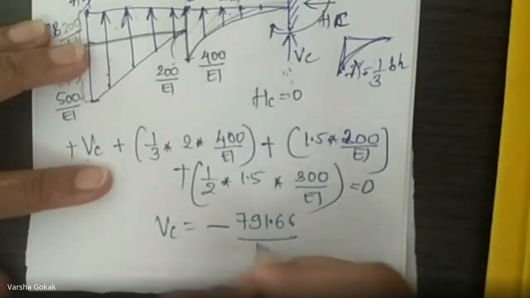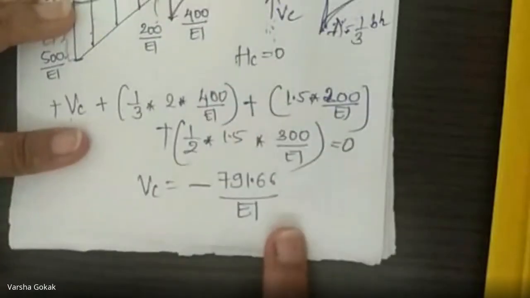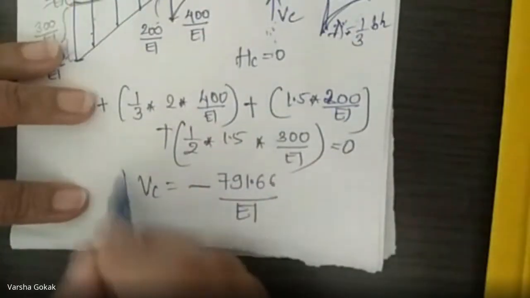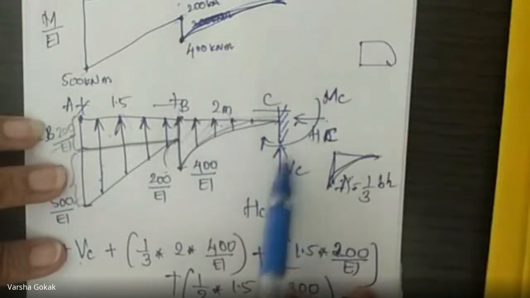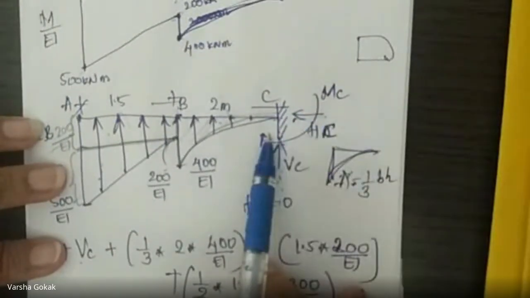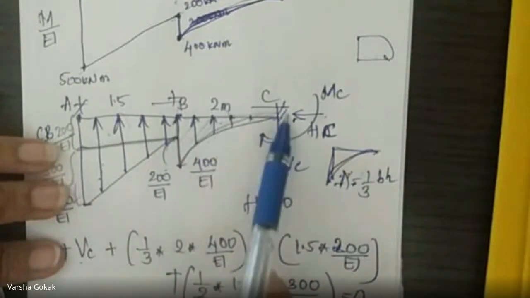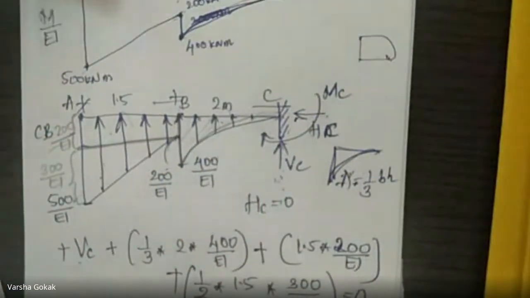791.66 by EI. I can substitute for EI here also, but we will keep it. We will substitute it at the last only. No problem. Okay, so VC we calculated. That is the reaction at C. Now what is left? HA is done, VC is done. Now we have to calculate the moment at C. Moment at C means I have to take the moment of these areas about the point C. Right, so we will take the moment.